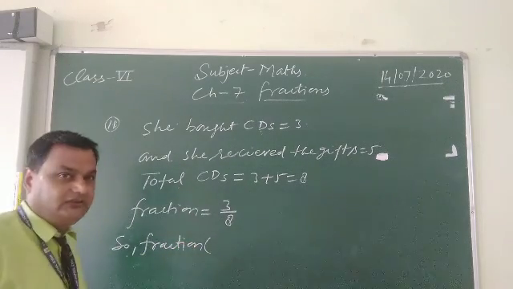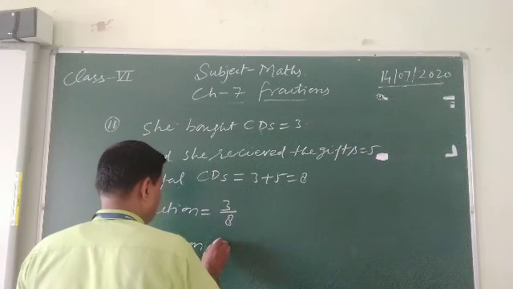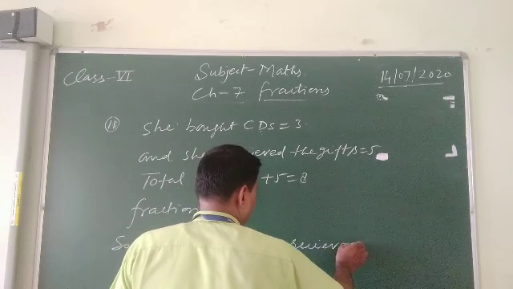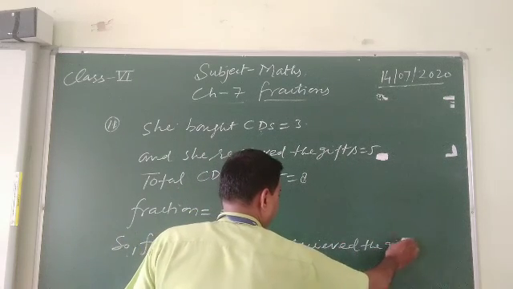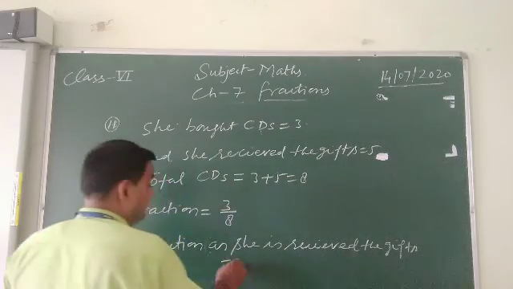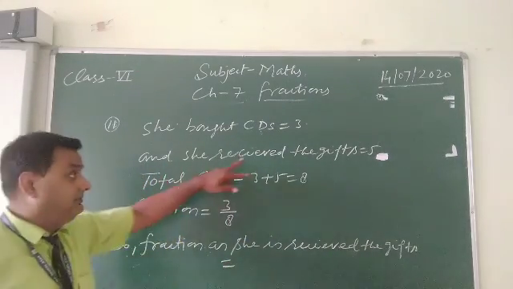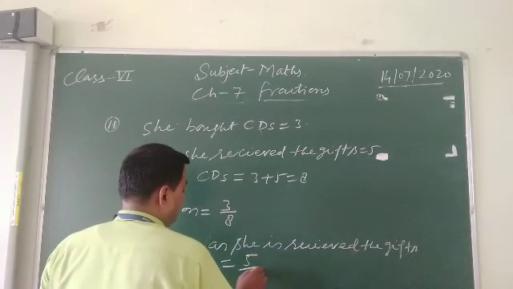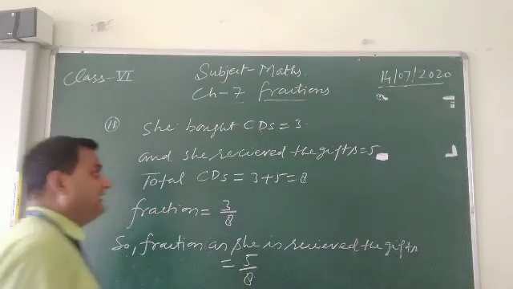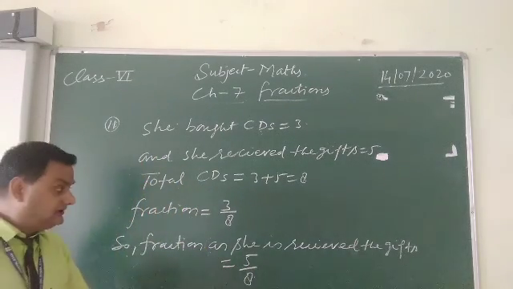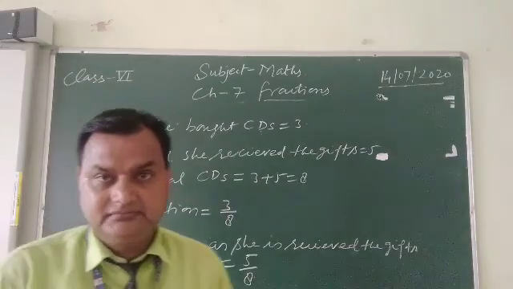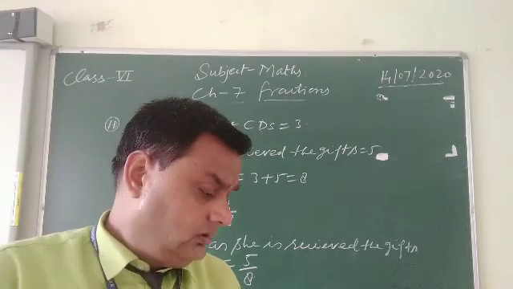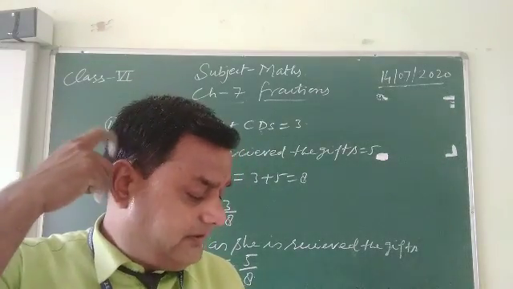So fraction is she received the gift. How many gifts received? There are 5 gifts. So fraction equal to 5 upon 8. Now these are the answers: 3 upon 8 and 5 upon 8. Now this exercise has been completed.